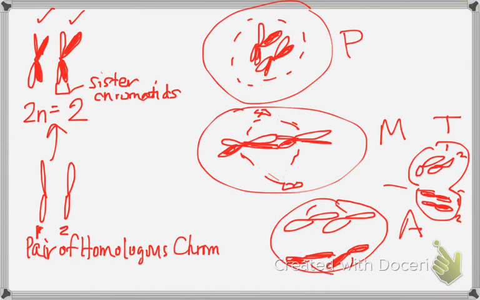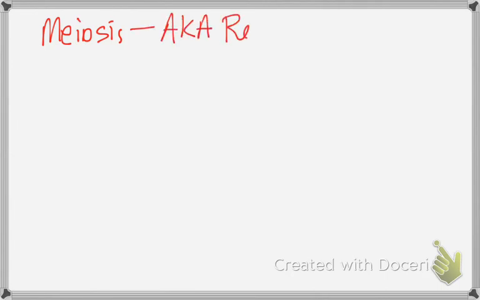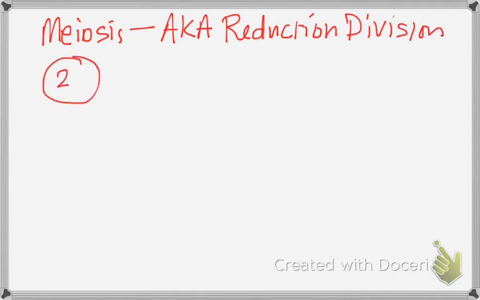Now, how is this different from meiosis? Meiosis can be referred to as a reduction division. Because in meiosis, we start out with a cell that is 2N.